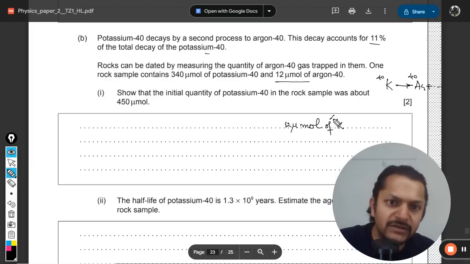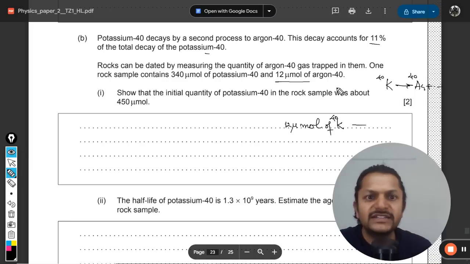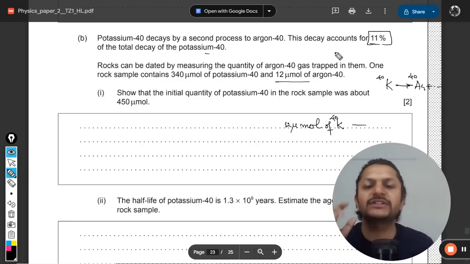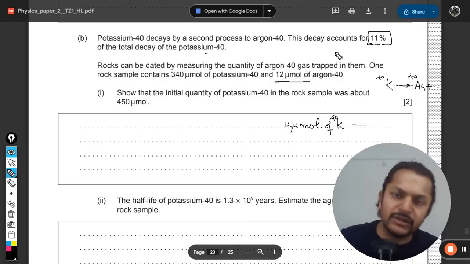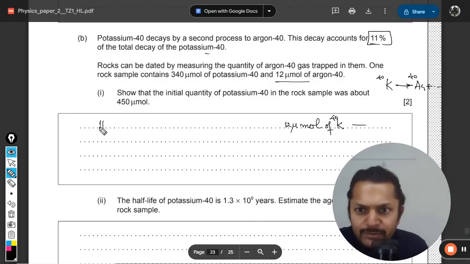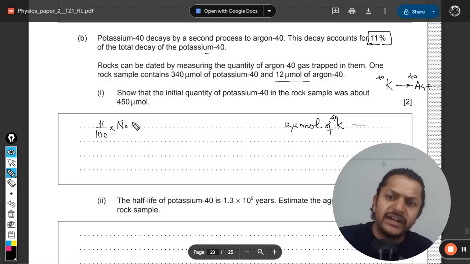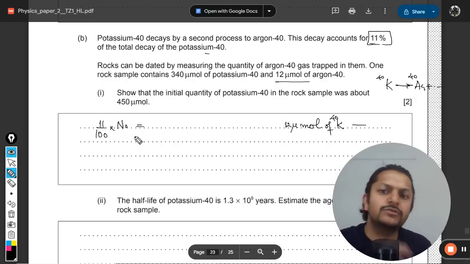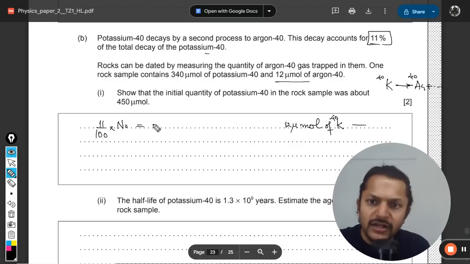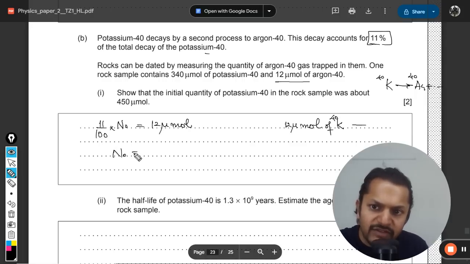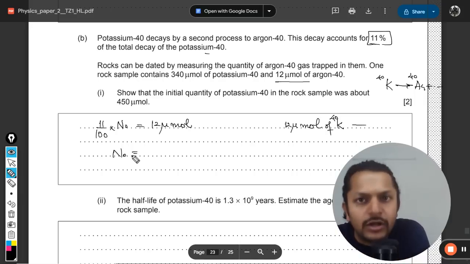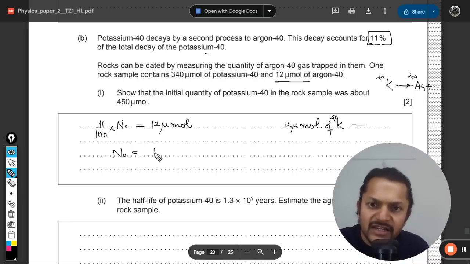of potassium-40 went disintegration, but it says that argon will be created by only 11% of the sample. It means 11% of the total number which are disintegrating will be able to create the argon, so that will be equal to 12 micromole, which means that the number of the potassium atoms which have actually undergone the disintegration can be found by using this formula.